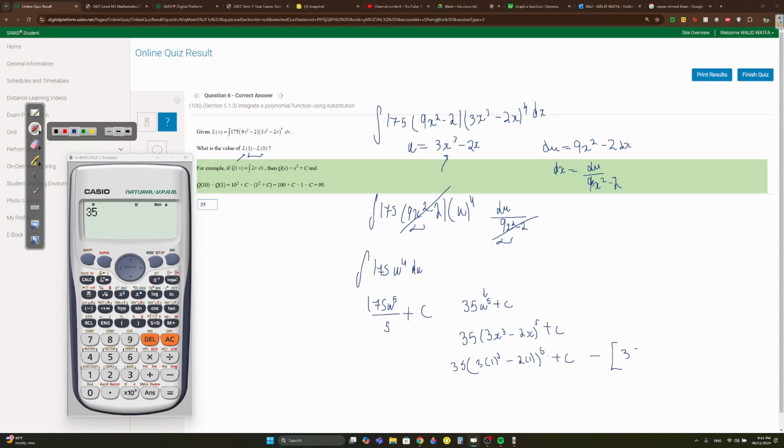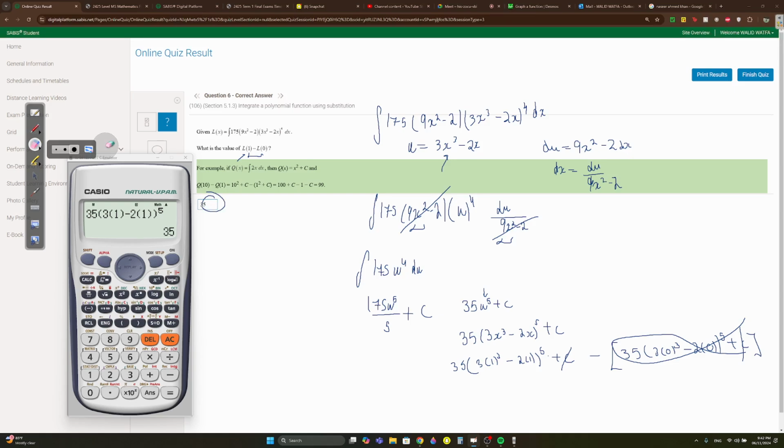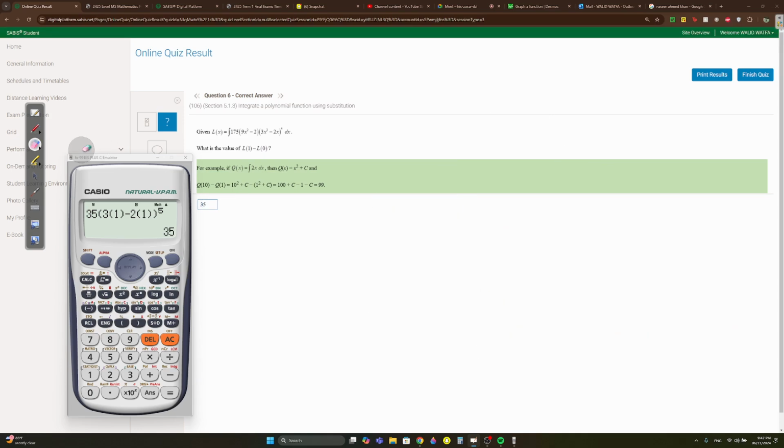Well, let me substitute 0 now. 3 times 0 cubed minus 2 times 0 to the power of 5 plus c. You guys know c minus c cancels, and then this is just 0. 3 times 0 is 0, 2 times 0 is 0, 35 times 0 is 0. So this all cancels. So you're going to get 3 times 1 cubed, which is just 1, minus 2 times 1 to the power 5. 3 minus 2 is 1. Yeah, okay, that makes sense.